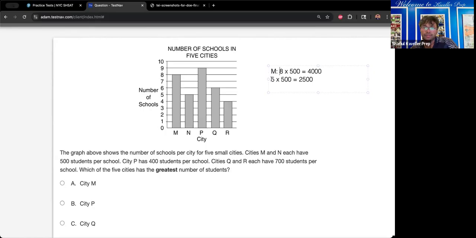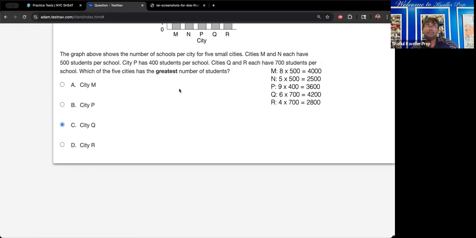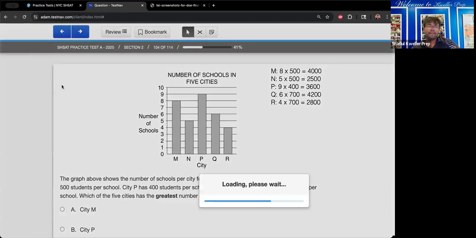I'll write it in as well. M, N, P, Q, R. So for this one you just have to multiply each one. P has 400 students and there's 9 schools. Q has 700 students and there's 6 schools. And then R has 4 schools and 700 students. So the one with the most students obviously is Q, so we just choose Q. So the answer is C. Okay, let's go to the next one.